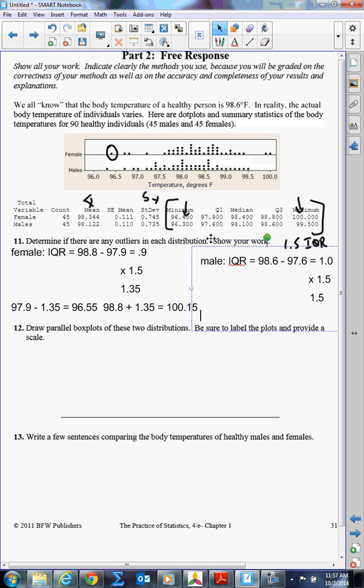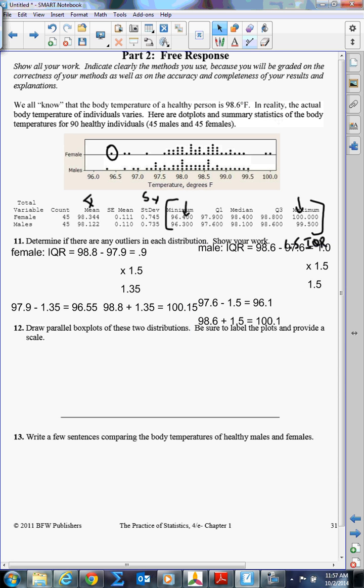So then we're going to subtract 1.5 from 97.6. Gives us 96.1. And we're going to add 1.5 to 98.6. And that's going to give us 100.1. So let's clean this up a little bit. There, we can read that. And I'm going to add some equals lines for us. So in the springtime, when you're using this to review for the AP exam, you'll say, oh, we didn't forget the equal lines. Let's check theirs.